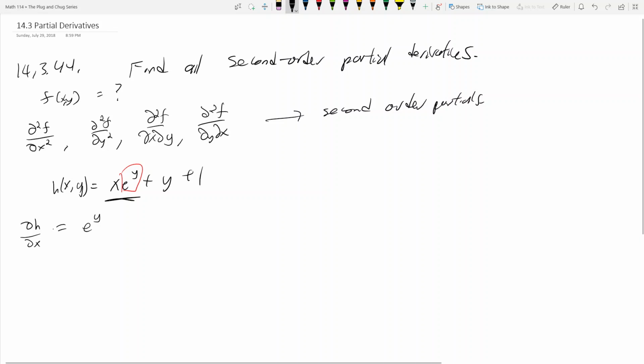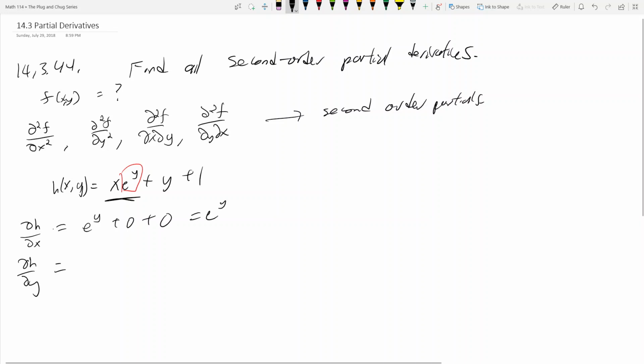And over here, what happens? Well, the derivative of y with respect to x, since y is a constant, you can think in your mind that y is like 7 or something like that, right? Just replace y with a constant in your mind, and that's 0. So then that's e to the y plus 0, and then of course the derivative of the constant 1 is also 0. So dh dx is equal to just e to the y. All right? Cool. Now what is dh dy?